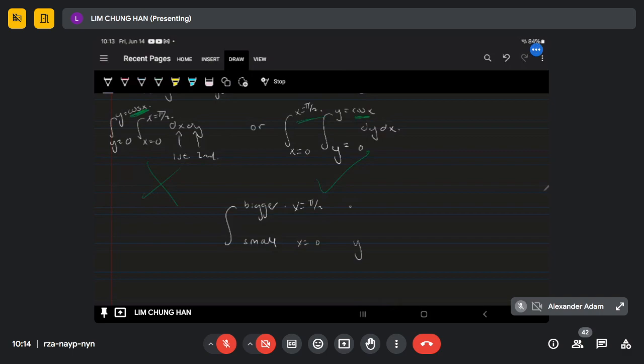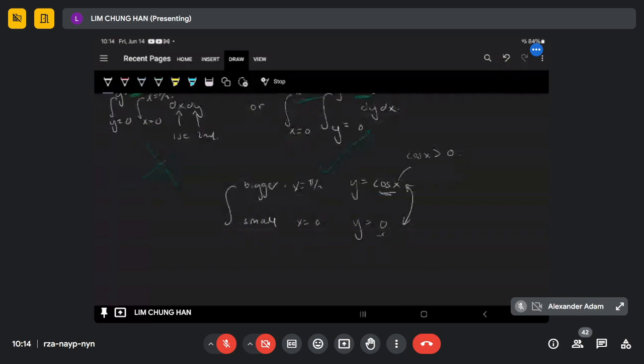Okay. So now we decided we are going to go for dy dx, and cos x should be at the top. Okay. So then we've established everything. We can start our integration. Sine x minus y, the integrating. Okay. So we are integrating dy first.